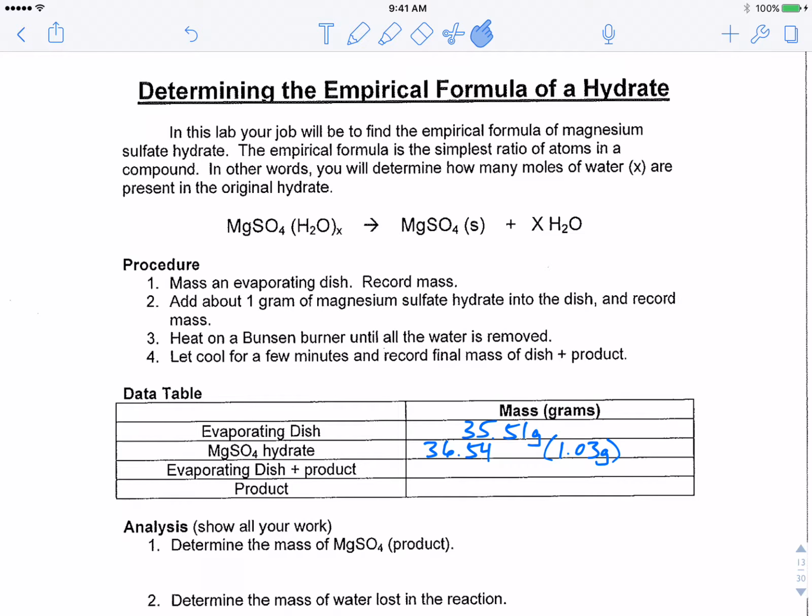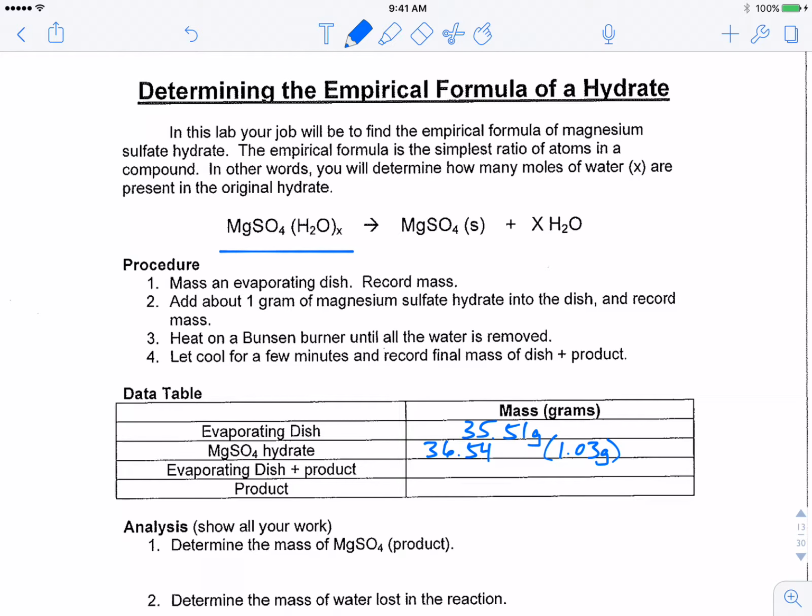Hey everybody, this is Mr. Mott. What we're going to do is go over the calculations involved with determining the empirical formula of a hydrate lab. Sounds really fancy, but all we're trying to do is figure out in our hydrate, which was some Epsom salts or magnesium sulfate, how many water molecules were attached to the MgSO4.